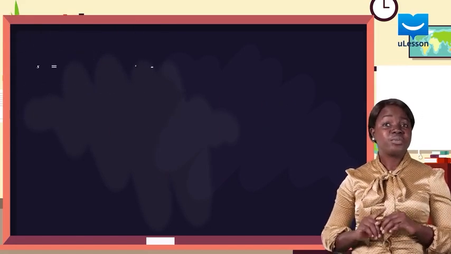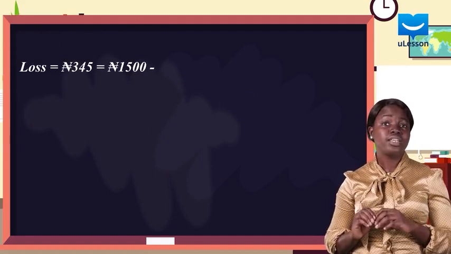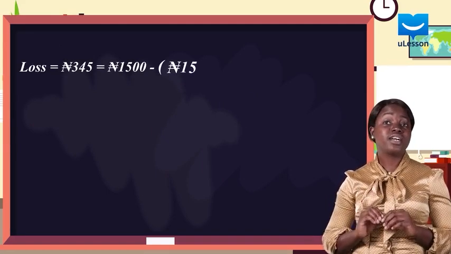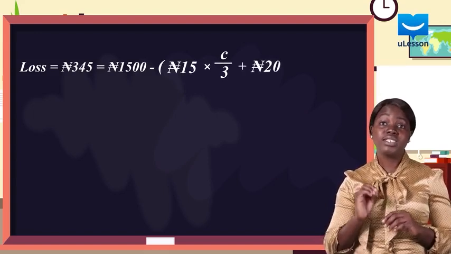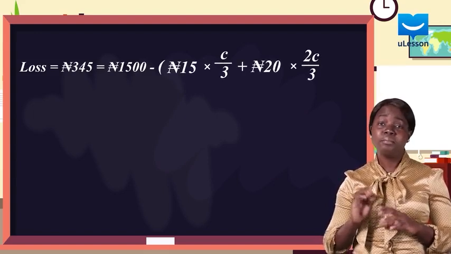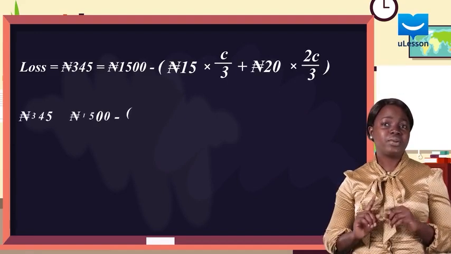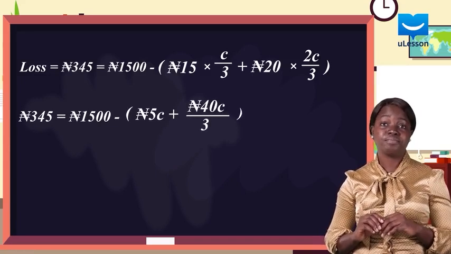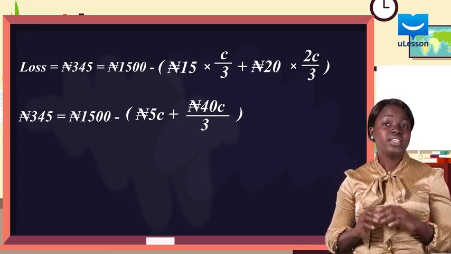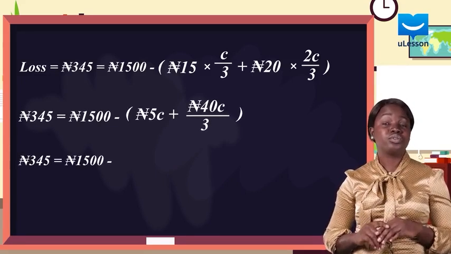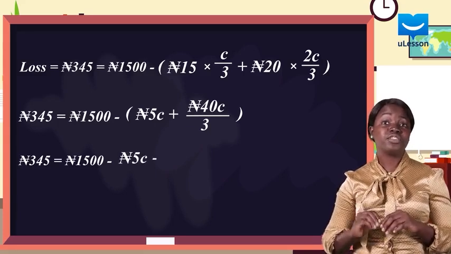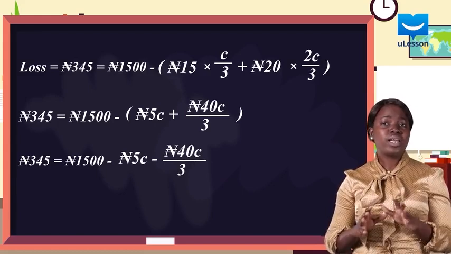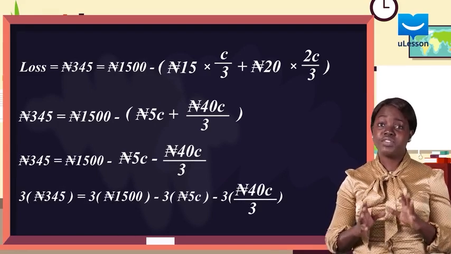So, his loss, which is equal to 345 naira, is equal to 1,500 naira minus bracket opened 15 naira times C/3 plus 20 naira times 2C/3 bracket closed. Simplifying the bracket, we have 5C naira plus 40C/3 naira. Opening the bracket, 345 naira will be equal to 1,500 naira minus 5C naira minus 40C/3 naira. We multiply through by 3 to eliminate the fraction.